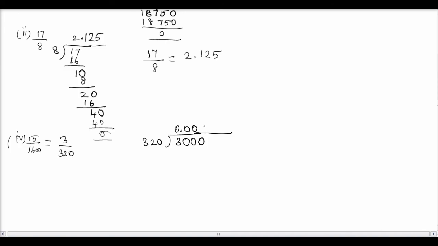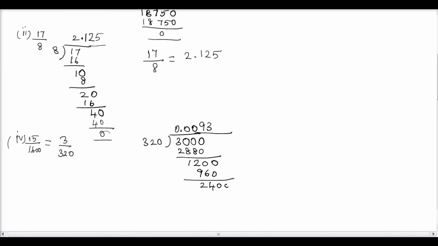Alright. Now it is 9 times 320. 9 times 320 is 2880. So here the remainder is 120, which is not 0. So again include a 0 and proceed with the division. Therefore I get 3 times 320. 3 times 320 is 960. So that I get the remainder to be 240. So this is not 0.